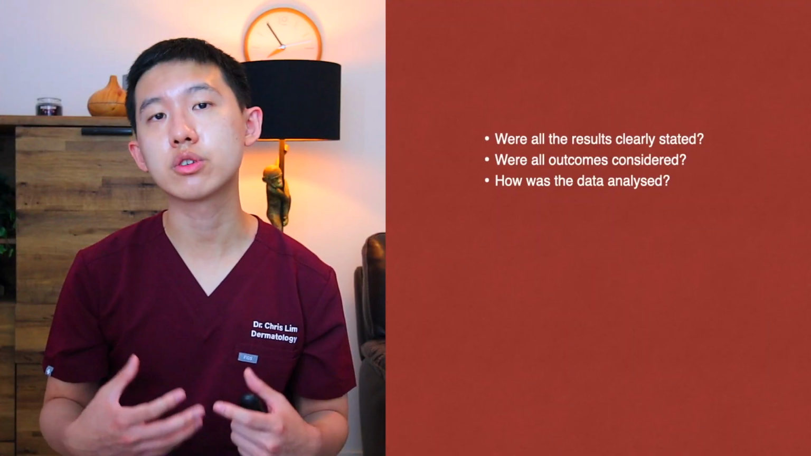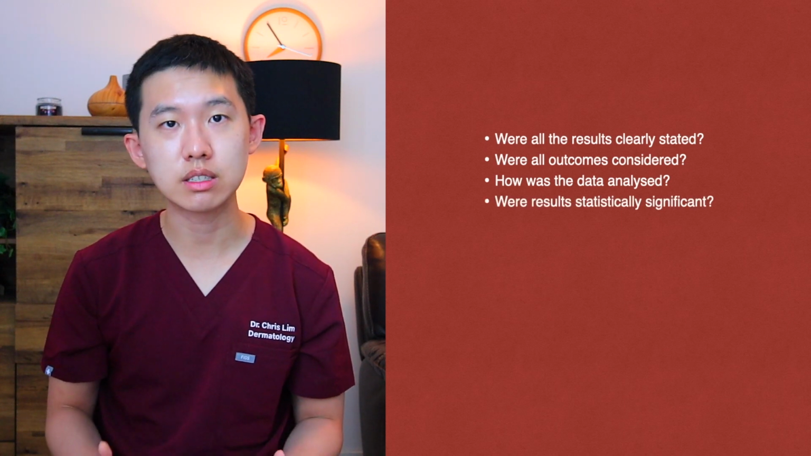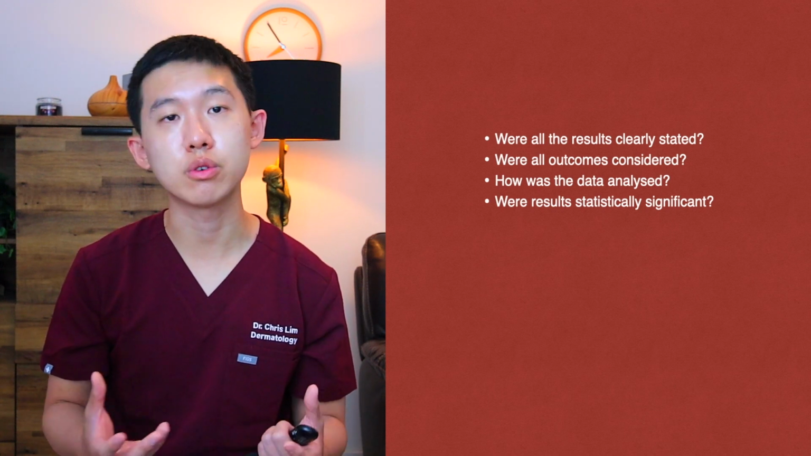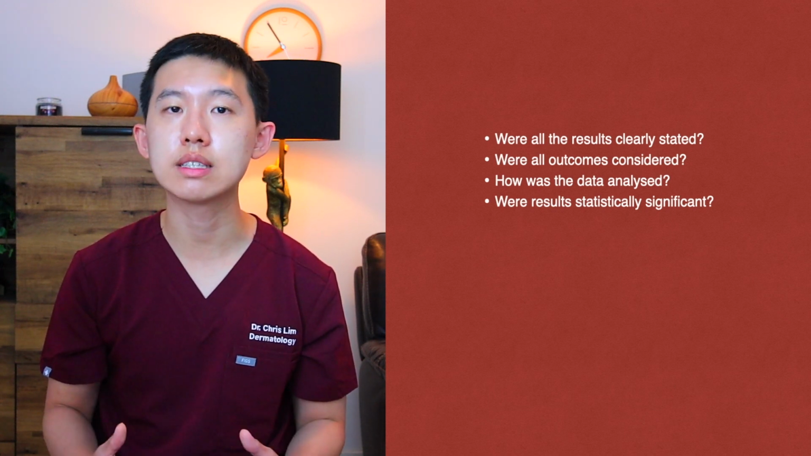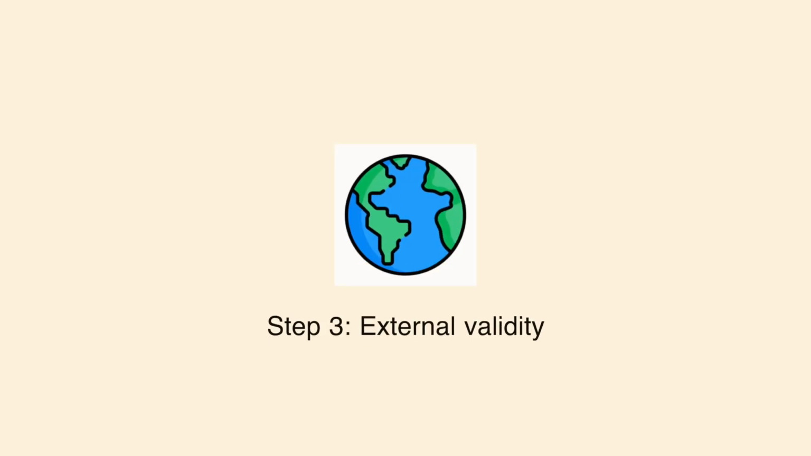Lastly, you may also want to consider if the results highlighted by the authors are statistically significant. And this typically means a p-value less than 0.05, or if the confidence interval does not include 1. After appraising the abstract, you can take this one step further to see if the results highlighted by the authors are generalizable to your local practice.